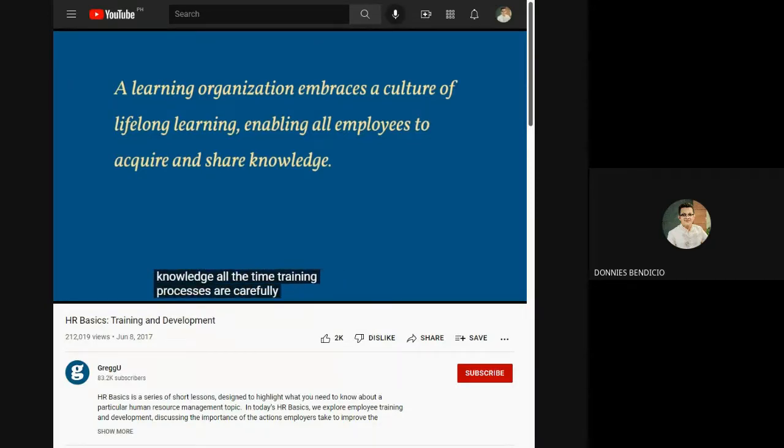Training processes are carefully scrutinized and aligned with organizational goals. Managers take an active role in identifying training needs and helping to ensure that employees use their training in their work. Also, employees are actively encouraged to share knowledge with colleagues and other work groups. In a learning organization, training is seen as one part of a system designed to develop people through continuous learning.